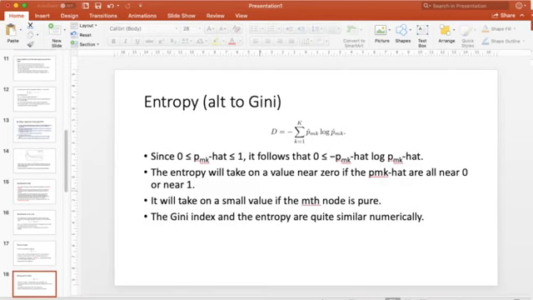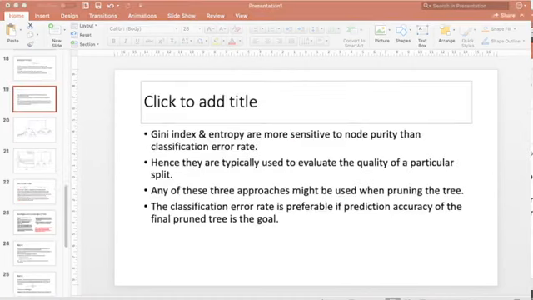Okay. So the Gini index and the entropy are quite similar numerically. So it is not surprising if you find similar results between the two. The Gini index and the entropy are more sensitive to node purity compared to the classification error rate. Hence they are typically used to evaluate the quality of a particular split. So in summary, I would say that any of these three approaches might be used when pruning the tree.